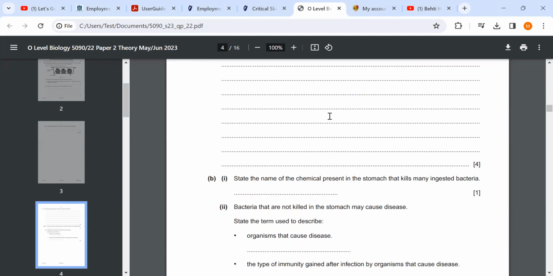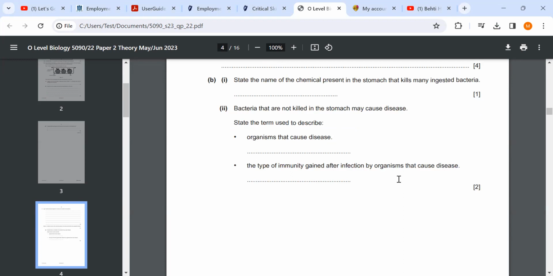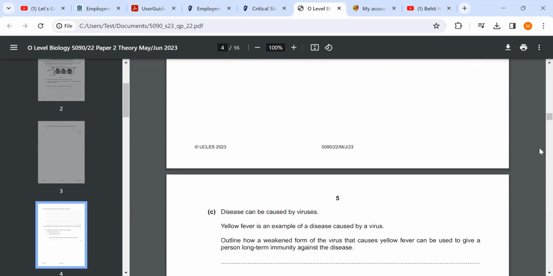The chemical present in the stomach that kills microbes is HCl, hydrochloric acid. They've asked for the term for organisms that cause disease. All such organisms are called pathogens. Now, which type of immunity is gained after infection? The type of immunity gained is active immunity, whereas the other form of immunity, passive immunity, is obtained after the intake of antibodies.